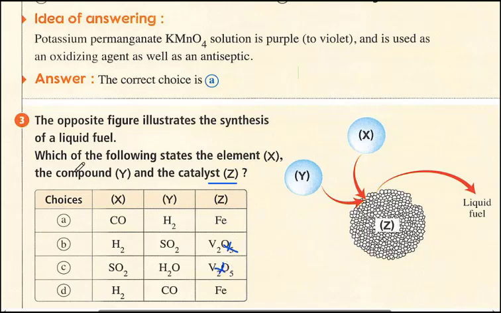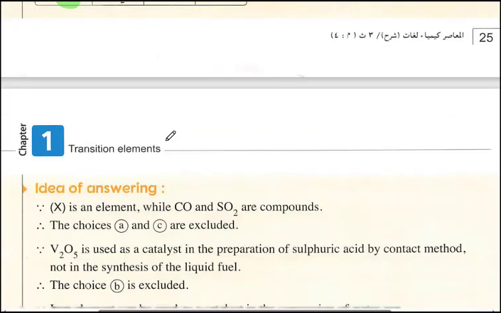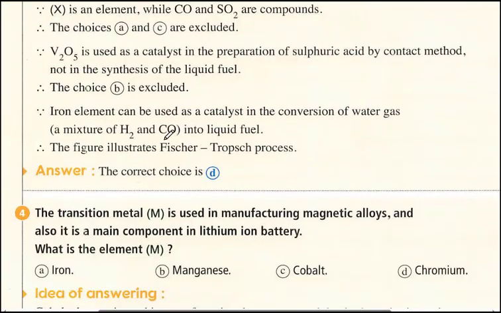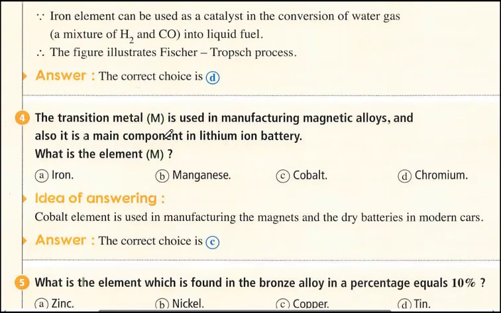Okay, so the compound Y and element X. Element X is hydrogen, and compound Y is carbon monoxide. So this is the correct answer. So the element is hydrogen, the compound is carbon monoxide, and the catalyst is iron. Let's have another example.